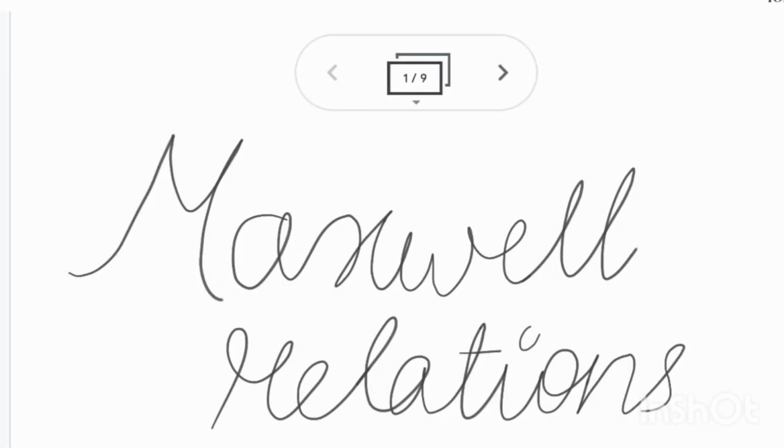Today we are going to see Maxwell relations. As we know, these relations relate most of the thermodynamic variables like entropy, internal energy, Helmholtz free energy, temperature, pressure, volume, etc. So these relations are really important for competitive exams.